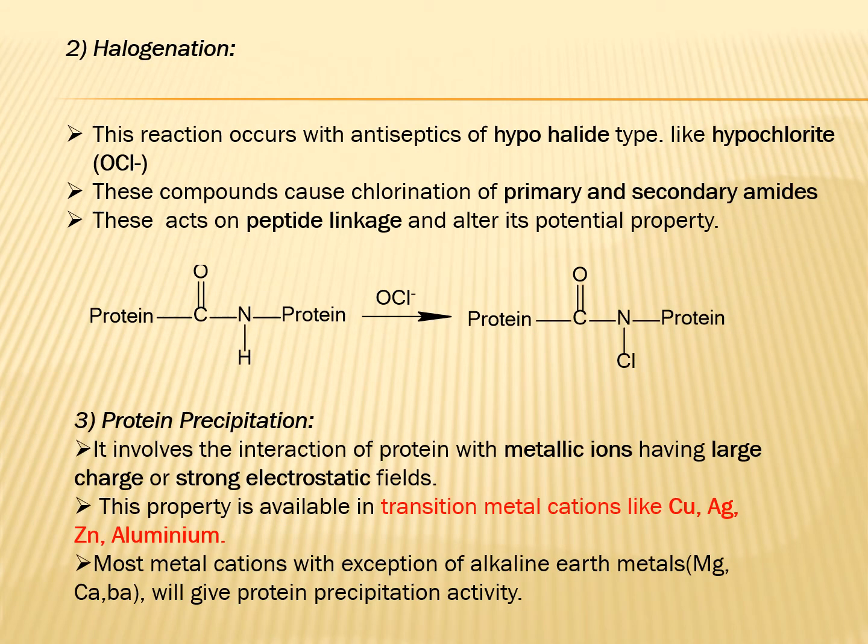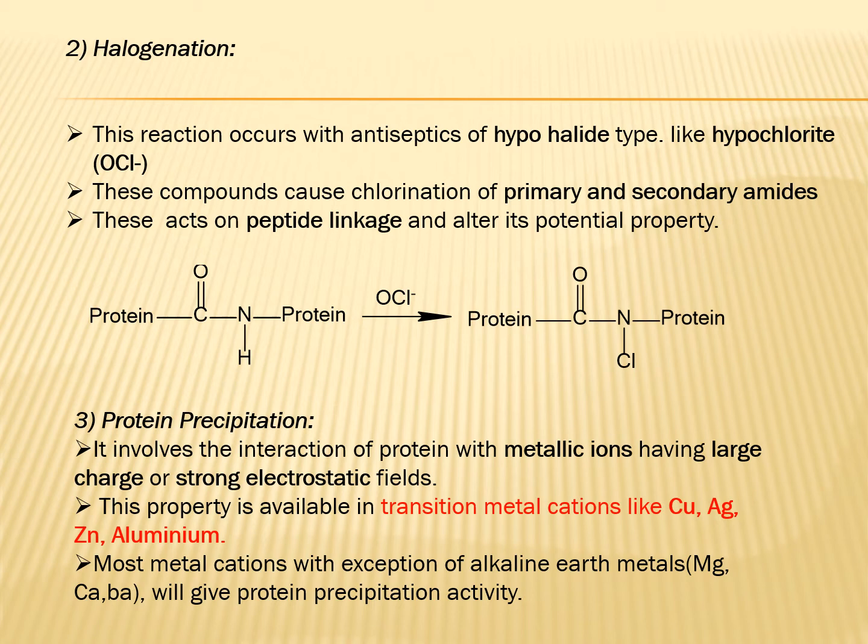Second, halogenation. This reaction occurs with antiseptics of hypohalite type like hypochlorite, that is OCl-. These compounds cause chlorination of primary and secondary amides. Amide is nothing but a functional group C double bond O and N H. These act on the peptide linkage directly and alter its properties.